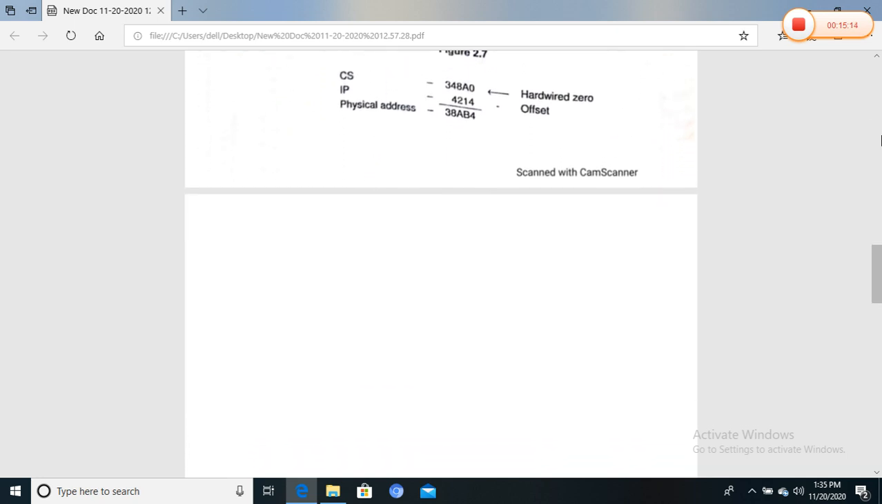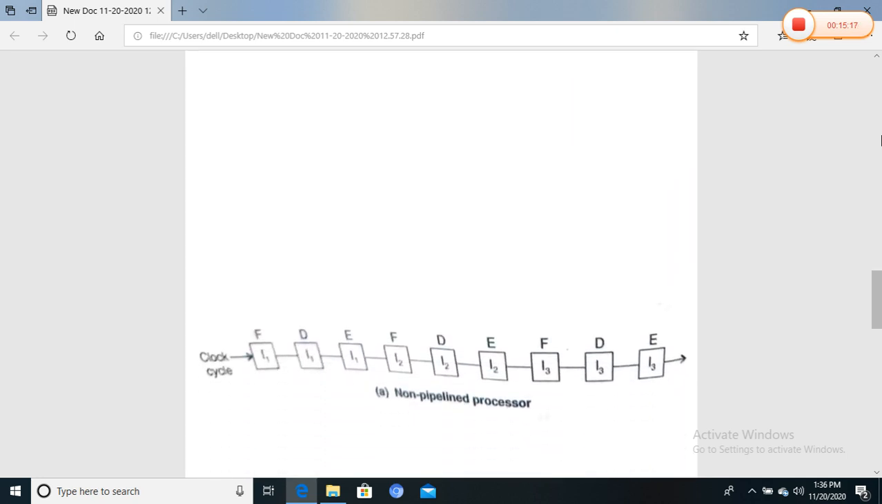The next point is the concept of pipelining. This is a non-pipelined process. In this concept, we fetch one instruction first, and another is being executed. Both processes are done in parallel, because in the 8086 architecture there are two parts, BIU and EU. BIU fetches the instruction and EU executes the instruction. The concept of fetching one instruction while another is being executed is called pipelining.